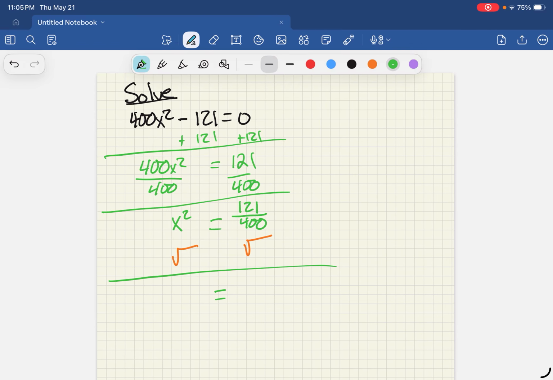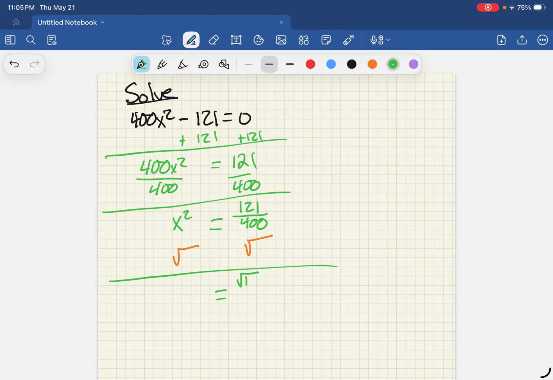And what this is going to look like is I'm going to take the square root of 121. I'm going to leave that over. Now we're treating this as a fraction over the square root of 400. And we're going to see what happens. So the square root of 121 is 11. The square root of 400 is 20. And once again, I'm going to slap plus minus on this, and I'm going to write x equals here.